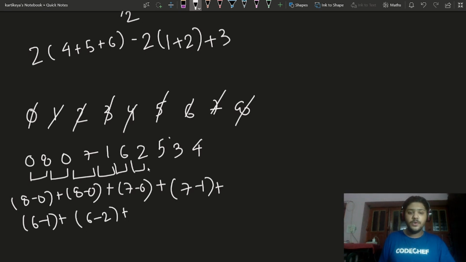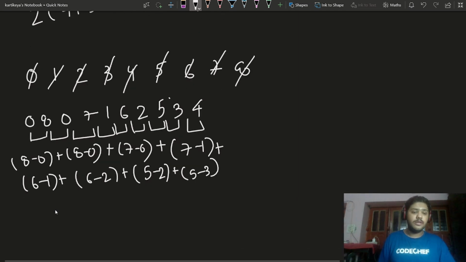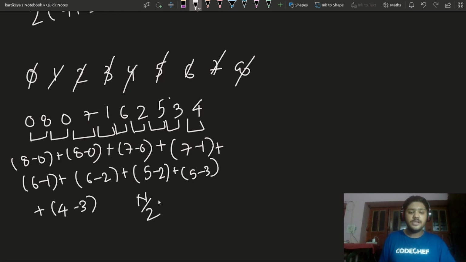Then we go from 2 to 5, it would be 5 minus 2. Then we go from 5 to 3, it would be 5 minus 3. Then we go from 3 to 4, it would be 4 minus 3. Now, what is the value of n by 2? It is equal to 4.